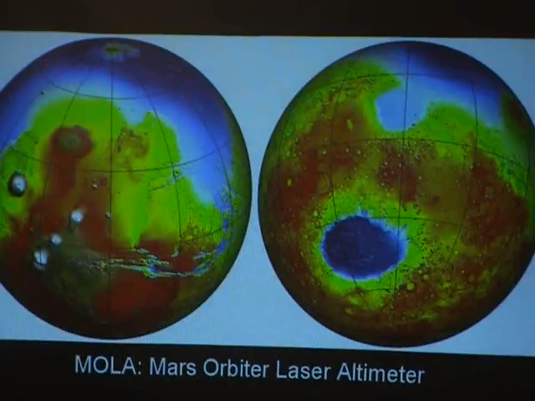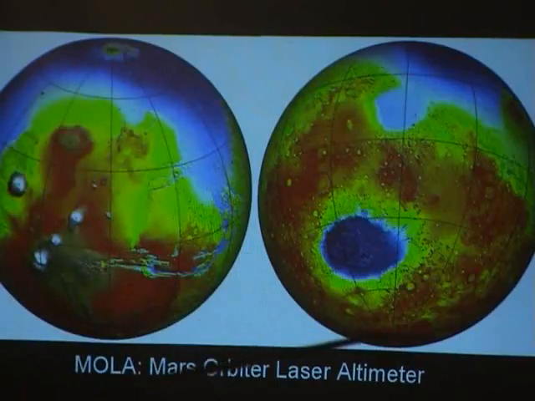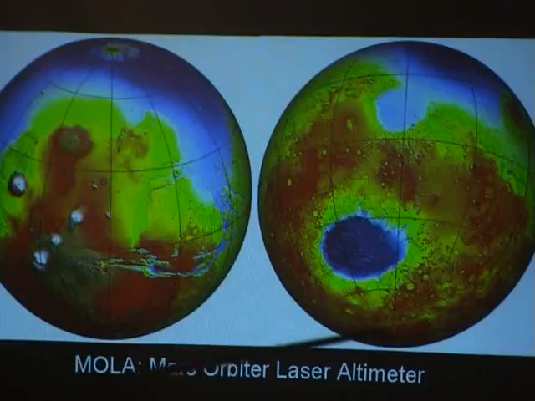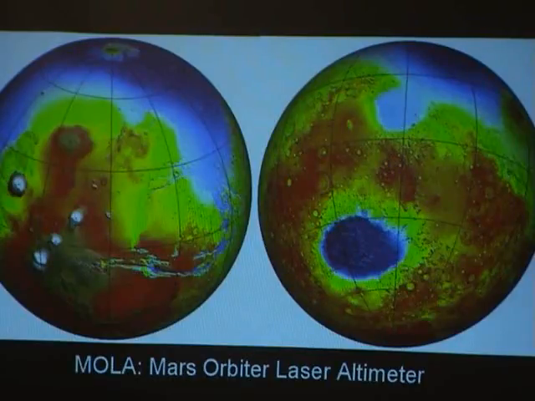This is a MOLA map. This is from the Mars Global Surveyor. They have a laser altimeter. This is the Mars Orbiter Laser Altimeter, an instrument that measured the topography of the surface. And here you can see one of the differences between the northern and the southern ice sheet is that the elevation of the southern ice sheet is some 4 or 5 kilometers higher than the elevation of the northern ice sheet. And that gives a temperature difference between the two ice sheets.